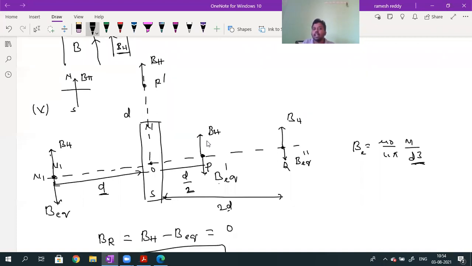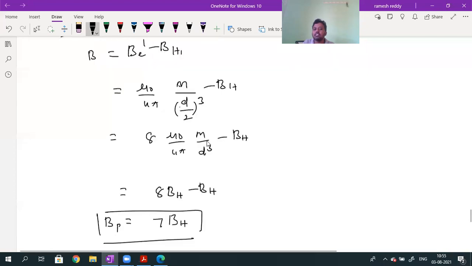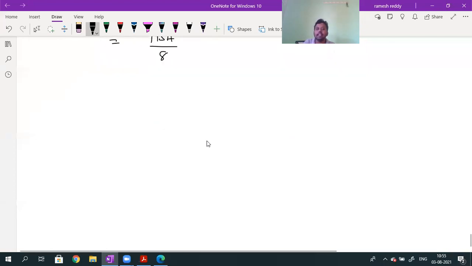Now point P dash is on the axial line, so the magnetic field due to the magnet there, let me write as BE. This is the value of BH and this is the value of BE. The magnetic field induction on the axial line is in the same direction as the magnetic moment, from south to north. So that is the direction of BE. Both BE and BH are in the same direction. What is the resultant magnetic field induction at point P dash, which lies on the axial line?